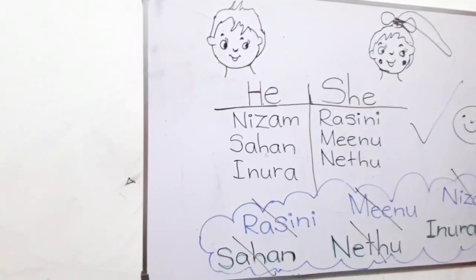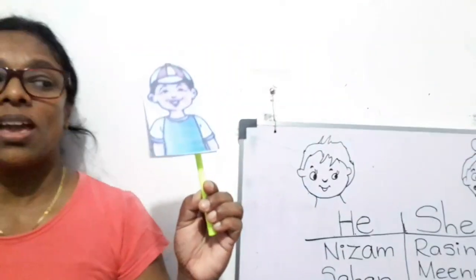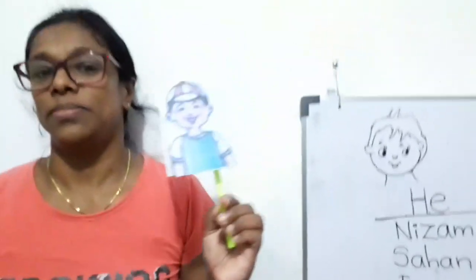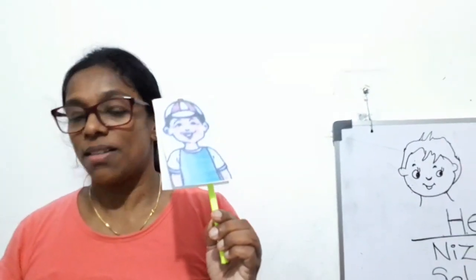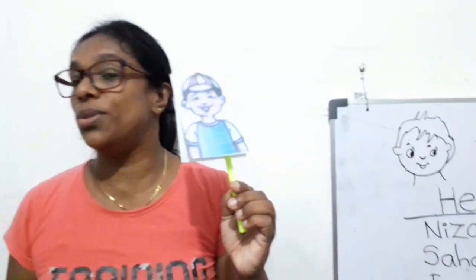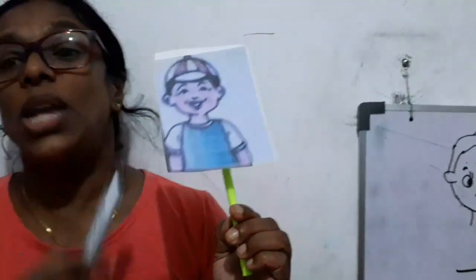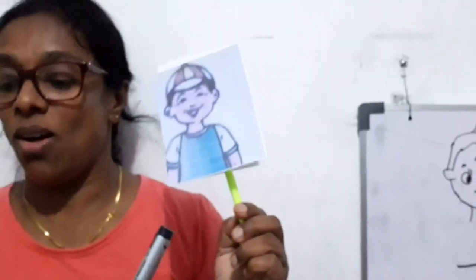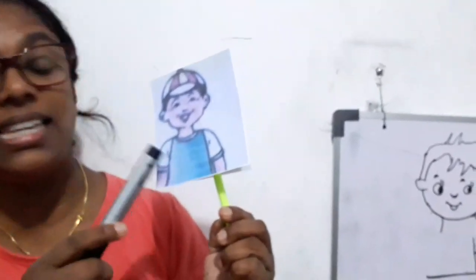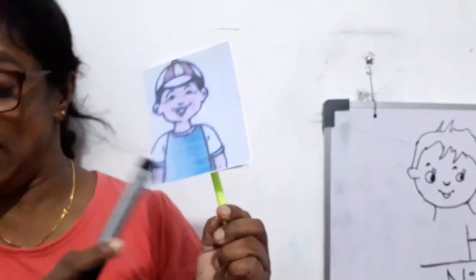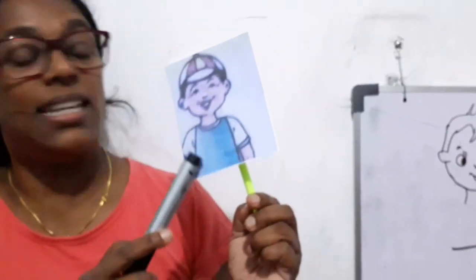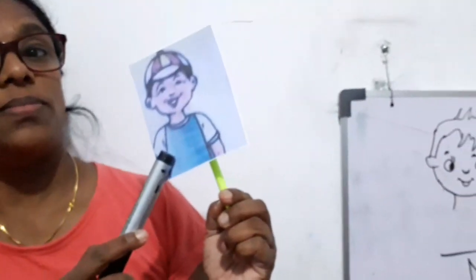Right. Now, this is your friend Inura once again. I am going to introduce him. Right, I can say I am going to introduce Inura. Right? I can say, this is my friend now. I can say, this is Inura. He is 9 years old. He is in grade 4. Right?